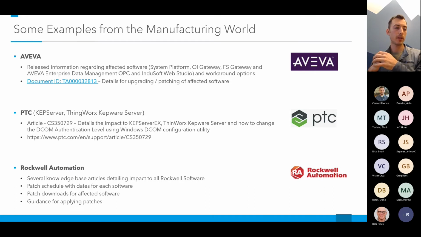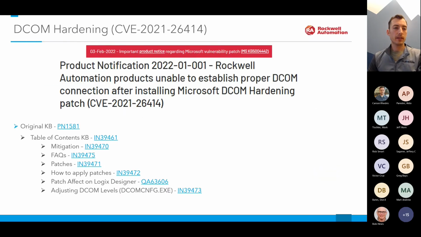It seems like there's a lot more impact and they have a lot more products. They released this product notice 1581 that details everything, and then it kind of grew from there. There are 8 knowledge base articles from Rockwell that I know of, and then the original product notice, and they created a table of contents to aggregate all the others. There's a lot of information there that we're not going to go through all of it. I'll spare you that, but there's a ton of information on where to get patches, and how to even mitigate issues in production environments.